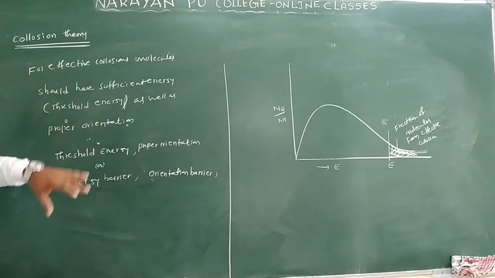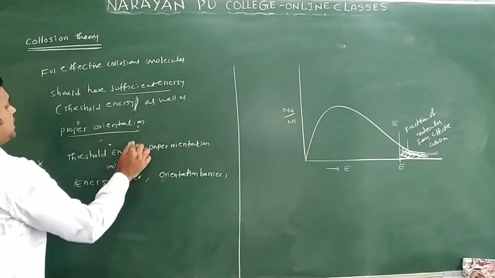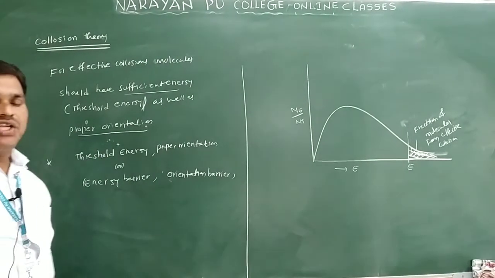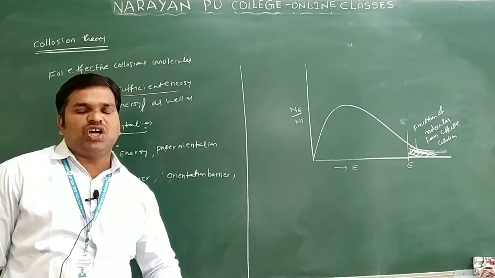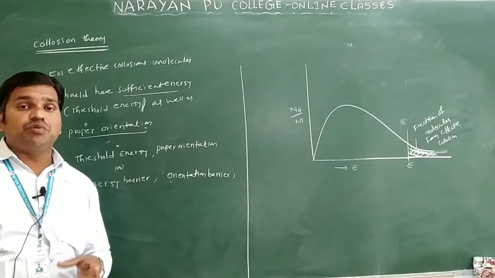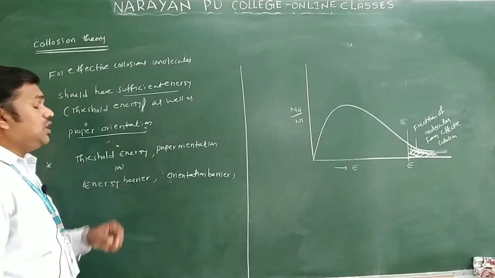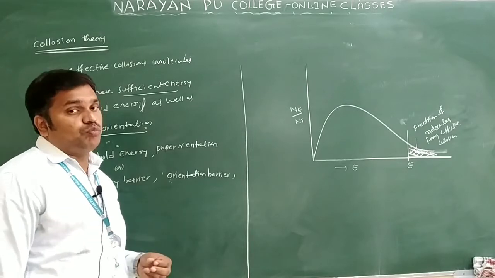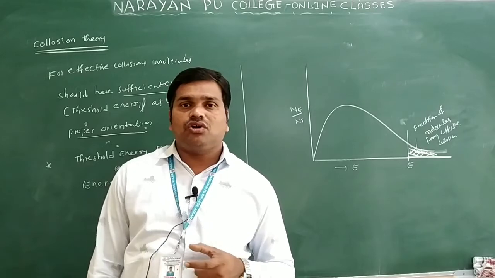For effective collisions, molecules should have sufficient energy as well as proper orientation. If these two factors are there, then only the reactant molecules undergo effective collisions. Sufficient energy means the minimum energy is there. That energy we are calling threshold energy. And one more, the reactant molecules should undergo proper orientation. I will show diagrammatically how the molecules undergo proper orientation.